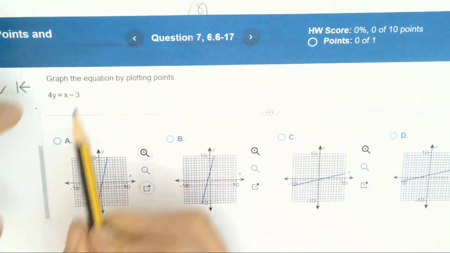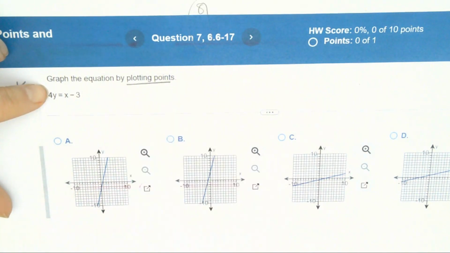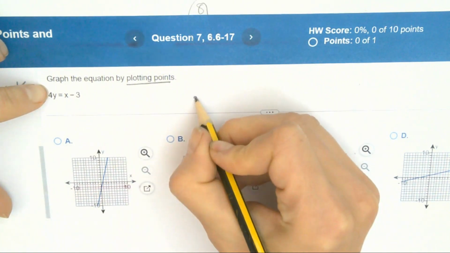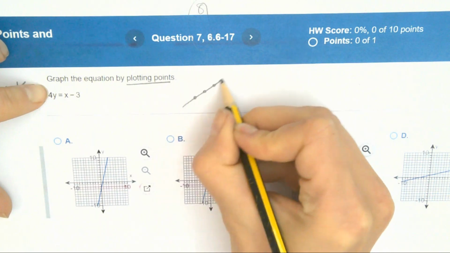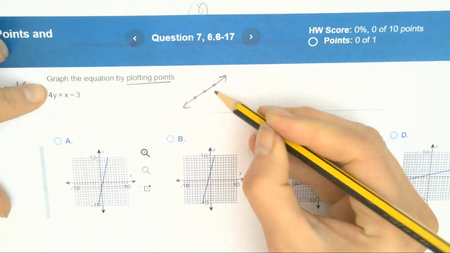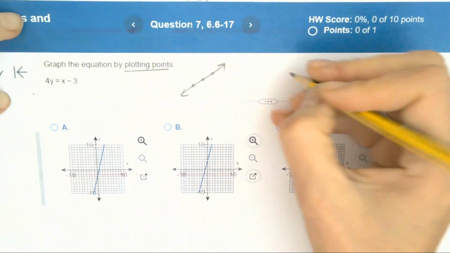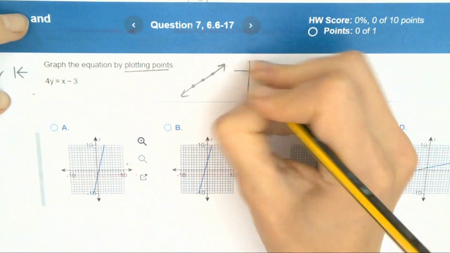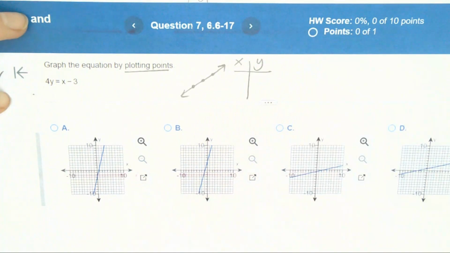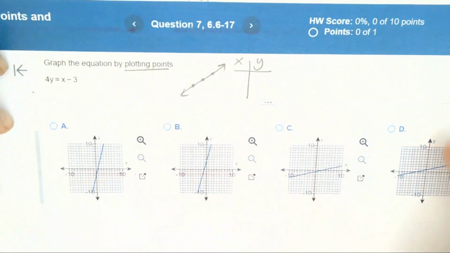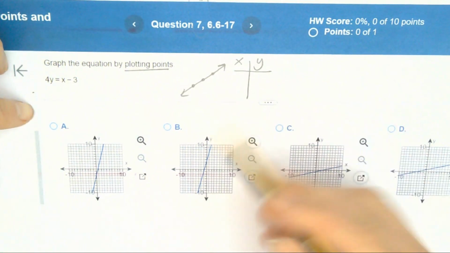It says graph the equation by plotting points. So plotting points, we just plot our points and then join them up. To make points, we need to make a table of values. So let's make a table of values, x, y. You need paper when you're working on my math lab, okay? You need some paper to do your work.